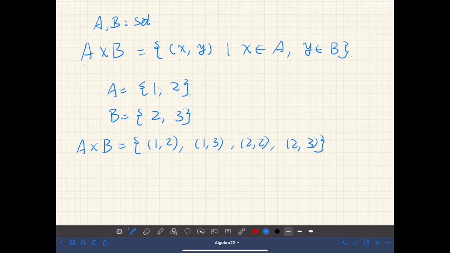So in general, in case of finite sets, if A and B are finite, then the cardinality of A times B is the product of the cardinalities of A and B. In this case, there are two elements in A and two elements in B. So the number of elements in A times B is 4, that is 2 times 2.